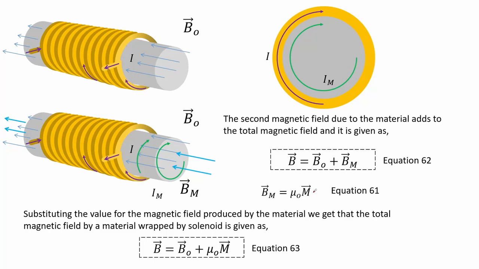The second magnetic field due to the material adds to the total magnetic field, and it is given as equation 62. Substituting the value for the magnetic field produced by the material, we get that the total magnetic field by a material wrapped by a solenoid is given as equation 63.